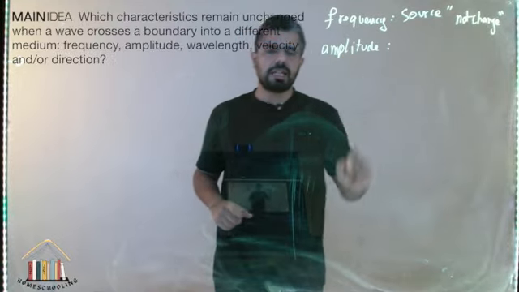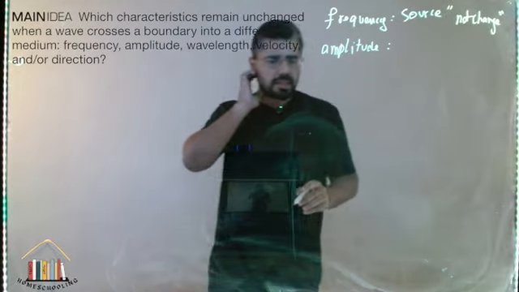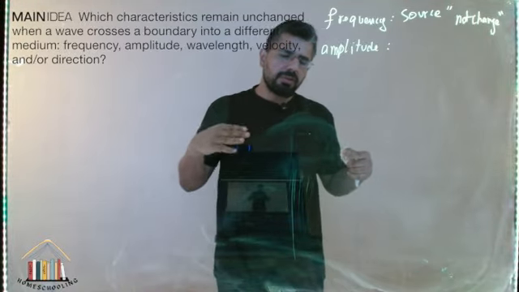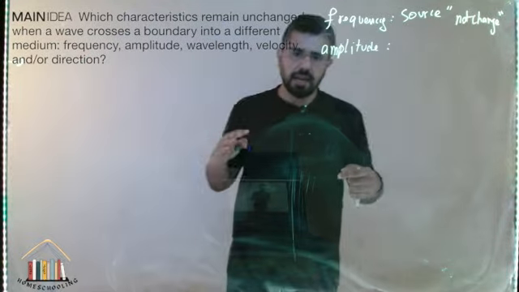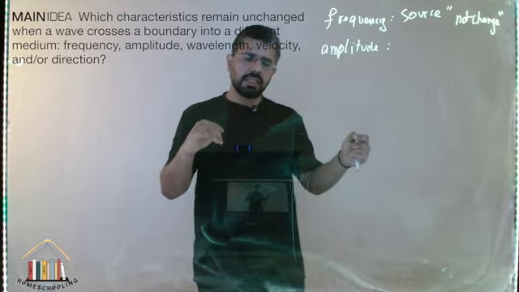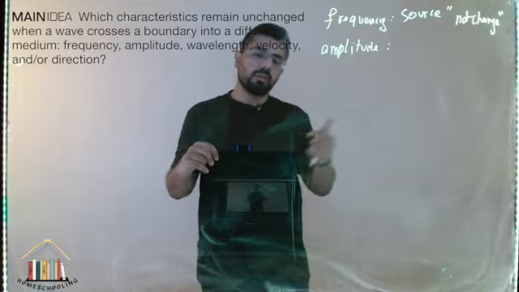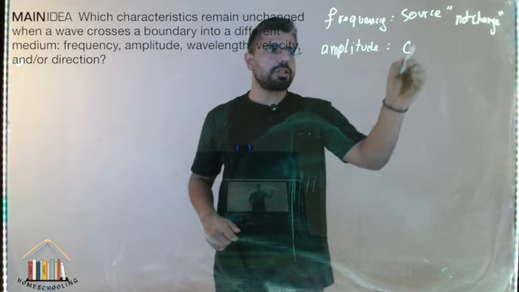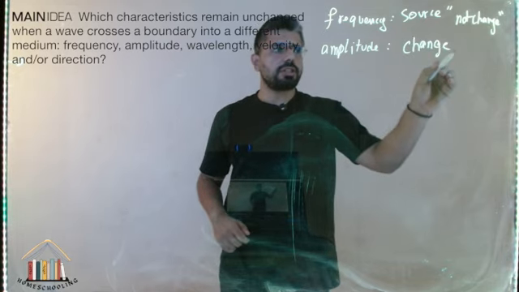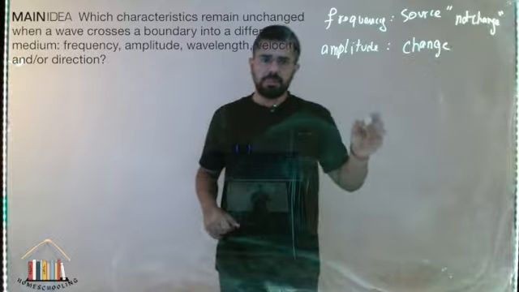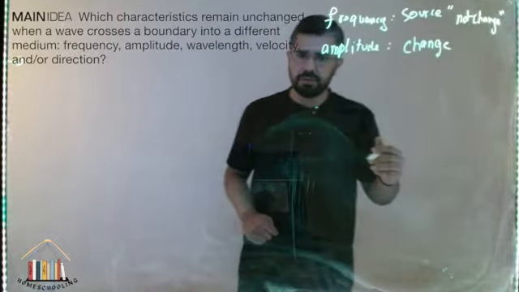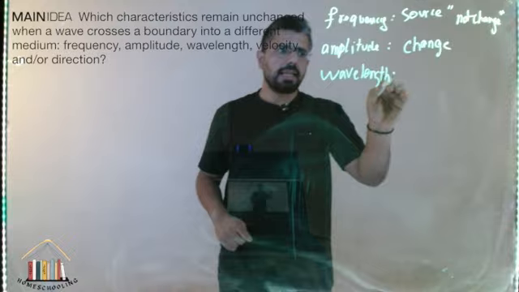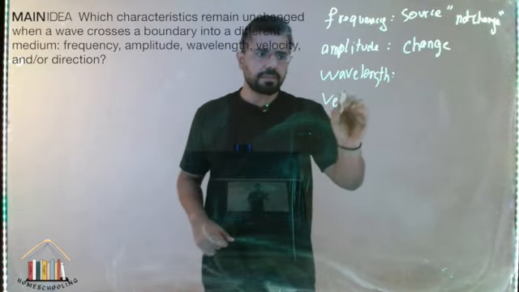Amplitude may change, as we saw in the very first slide, if you remember the two springs. On the first, having a high amplitude, when it hit the boundary, it's refracted, and it will continue having a smaller amplitude. So amplitude may change because the energy in the wave changes. I will keep the wavelengths till the end. What about the velocity?